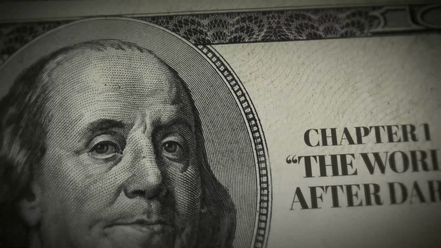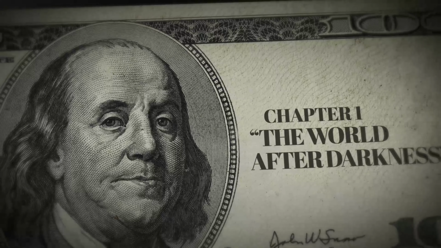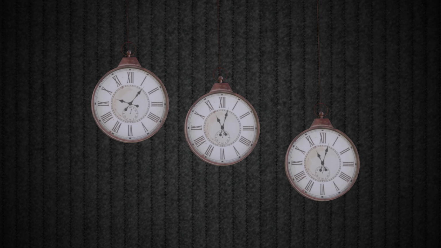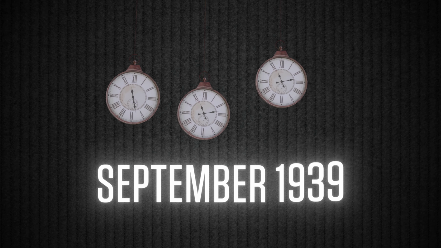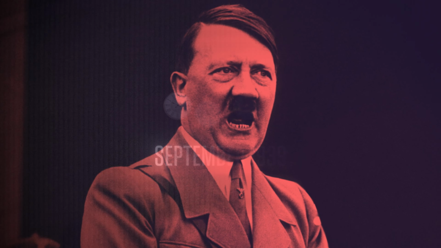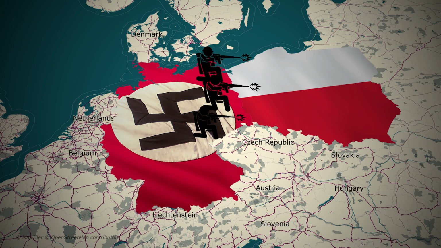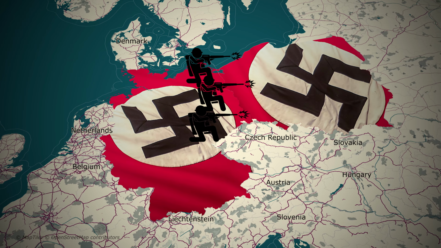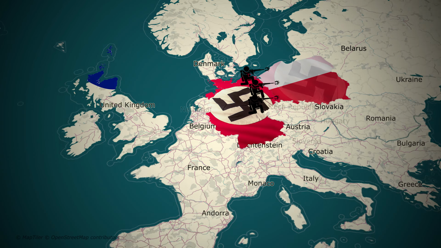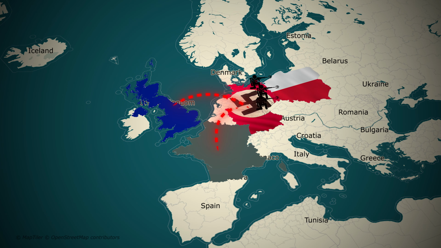Chapter 1. The World After Darkness. So, let's go back to September 1939. Adolf Hitler, the Chancellor of Germany, orders his soldiers to invade Poland, hoping to settle Germans on Polish land and eliminate the Polish people. Britain and France don't agree with that and declare war on Germany.